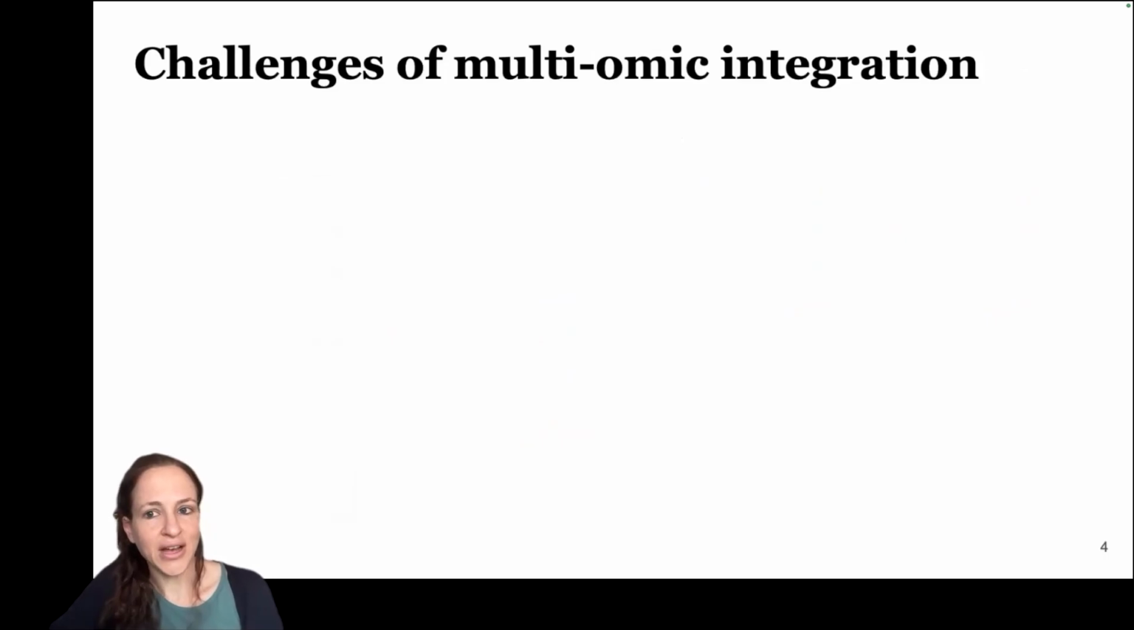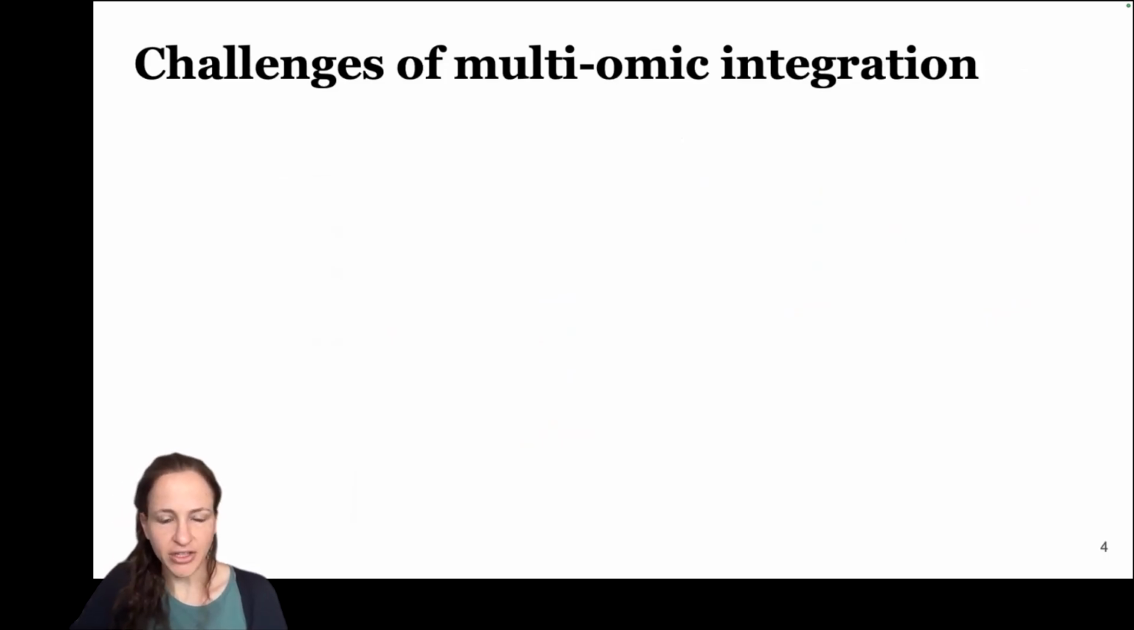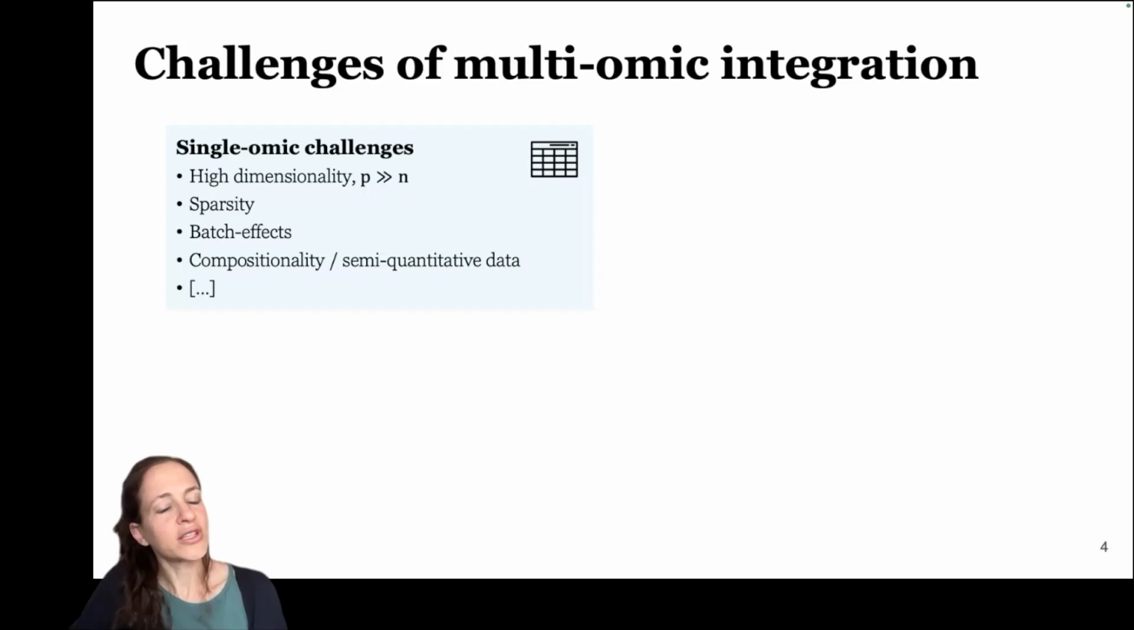Now, these kind of data sets come with a lot of challenges. First, there are the challenges that are simply because each omic by itself is challenging to analyze. Many of these omics are very high dimensional, with a number of features, sometimes in the thousands or the tens of thousands, far exceeding the number of samples we usually have. These data sets are often very sparse, lots of zeros in our tables. They are often very sensitive to batch effects. There is the compositionality constraint, and so on.